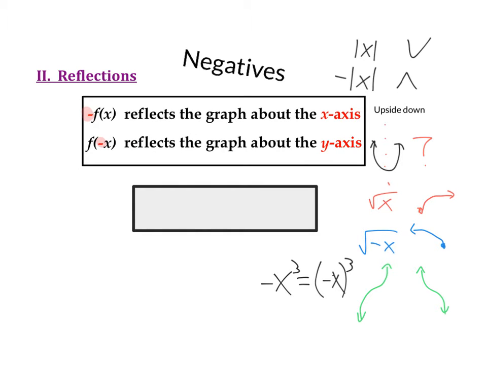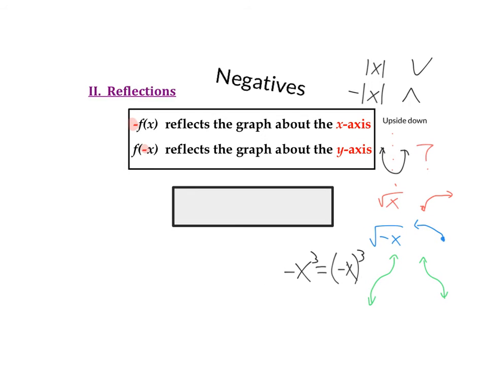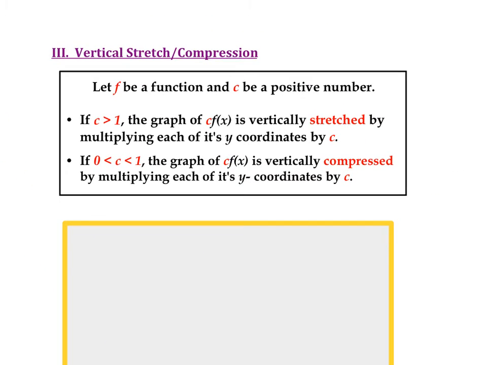So, a negative on the outside is going to be the most frequent one. A negative directly inside, we do have to keep track of. And if there's other stuff going on inside the function with the x, we're just going to have to factor that negative out. And we might see an example of that down the road. All right, so let's get into vertical stretches and compressions.